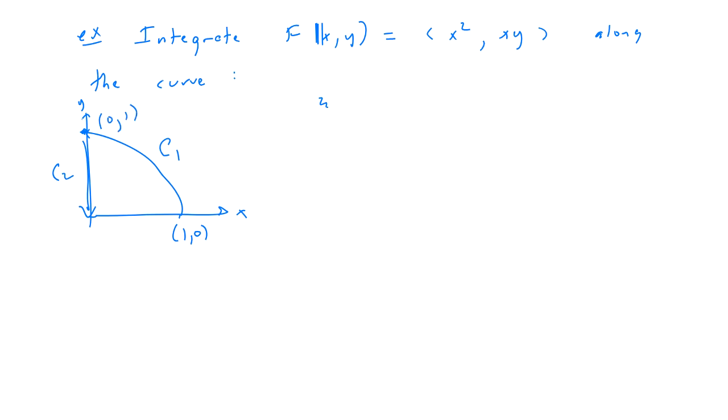So this is a circle of radius 1 centered at the origin. And so what I'm going to do is I'm going to start at 1, 0. I'm going to move along the circle counterclockwise to the point 0, 1. And then from 0, 1, I'm going to move to the origin. And I want to find the line integral along that curve of this vector field.